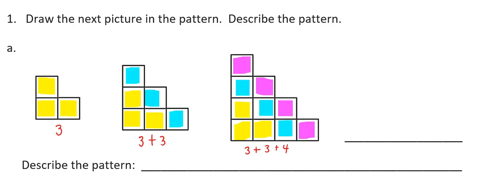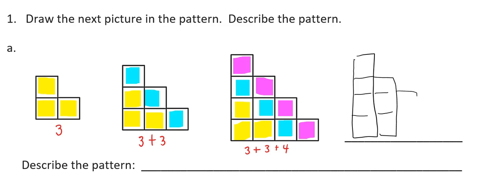To figure out the next picture in the pattern, I'm going to start by copying the third picture. So we have a column with 4 squares, and then next to it a column with 3 squares, and then a column with 2 squares, and finally a column with 1 square.